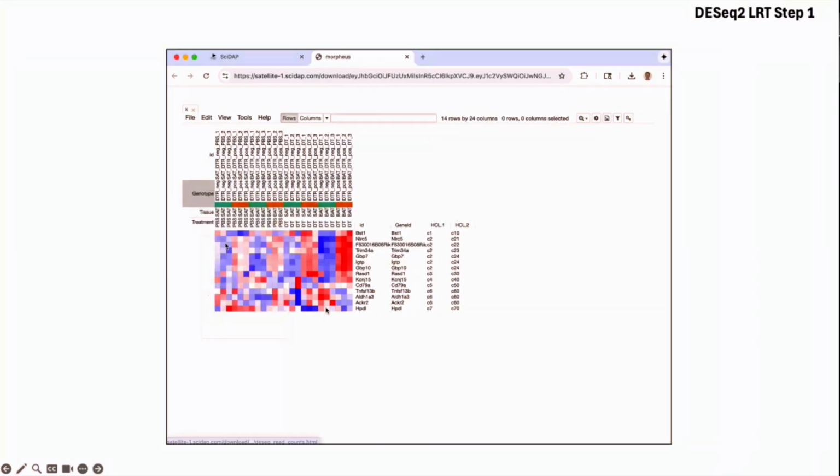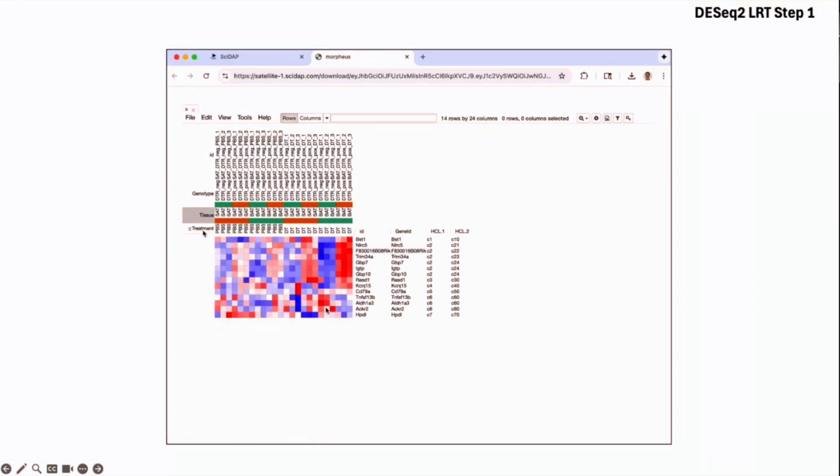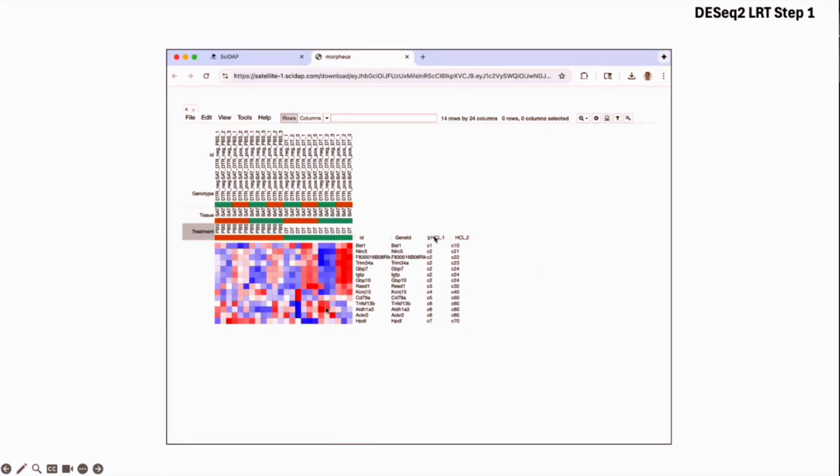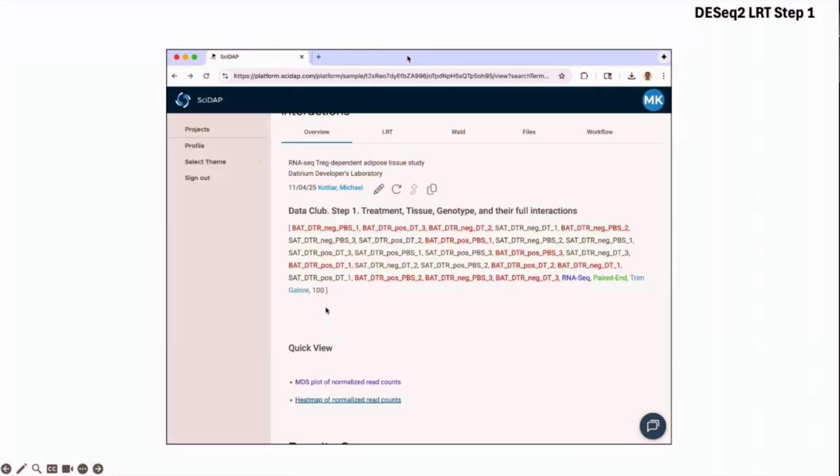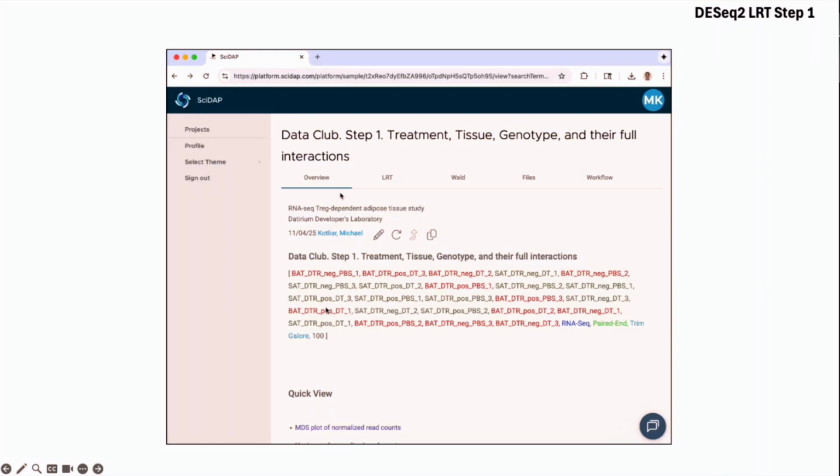And as you can see, we have a clear pattern of the genes that changed within the samples that were injected by DT, between the DTR positive and DTR negative.